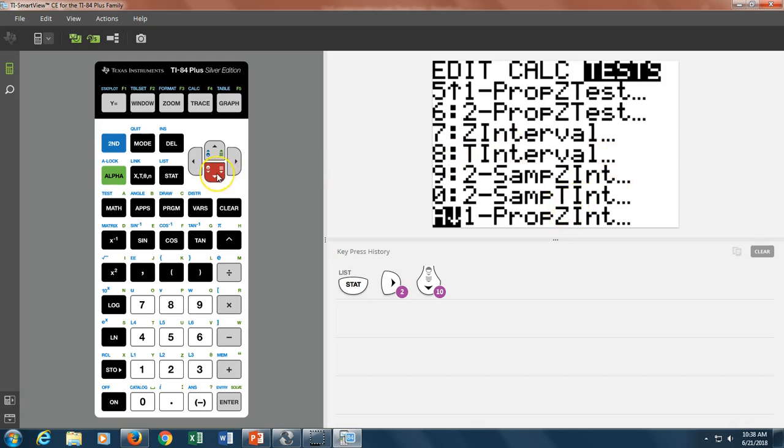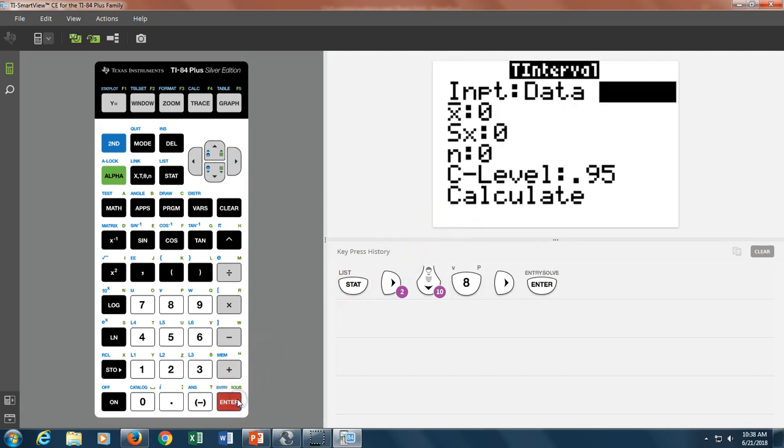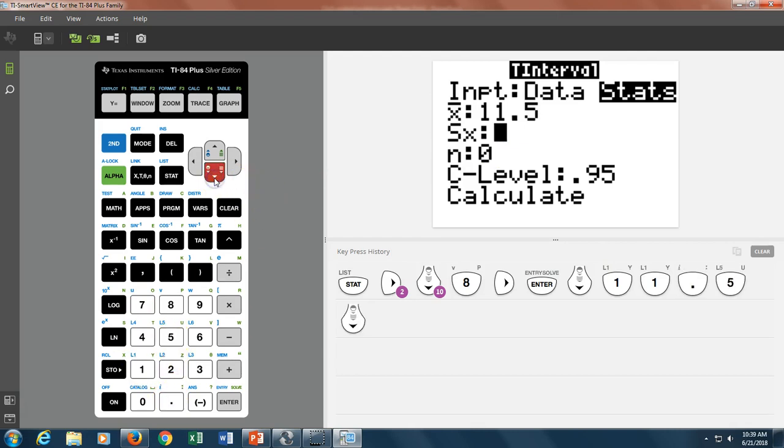So, of course, you could either type in number 8, or you could scroll down to it and we have our t-interval. Now we can do it by inputting data. That would be like if we had a list of numbers, or we can do stats. Let's just go to stats because that's what I gave you for this problem here. So stats, okay, enter for that. And okay, so we have to enter our sample mean, which is 11.5. Okay. We go down and enter our sample standard deviation.